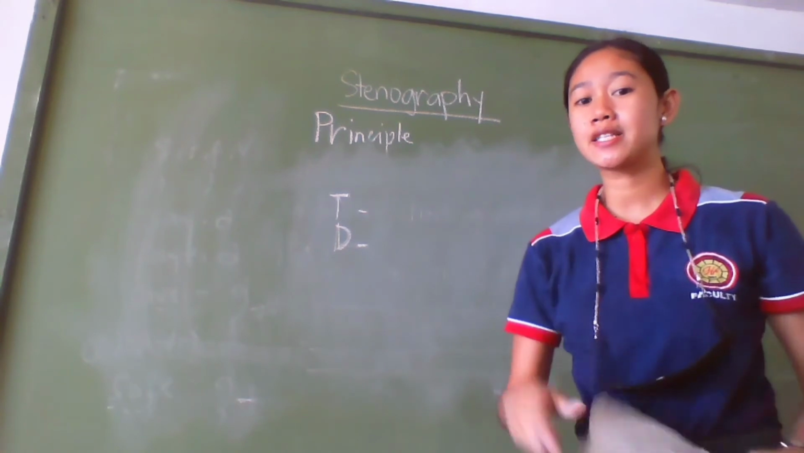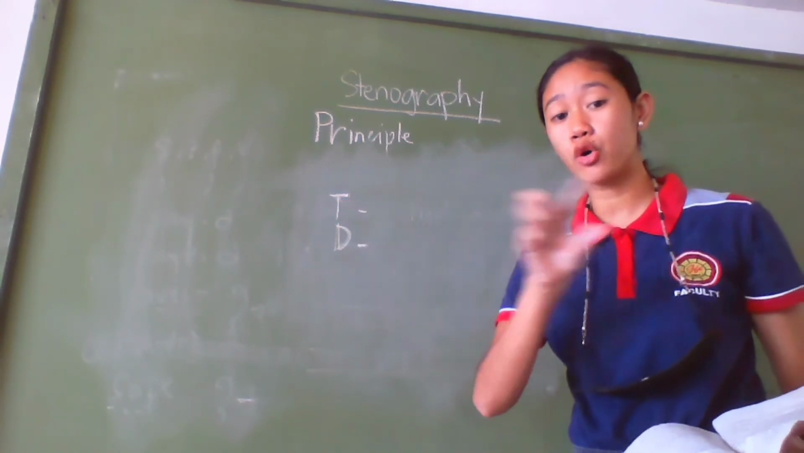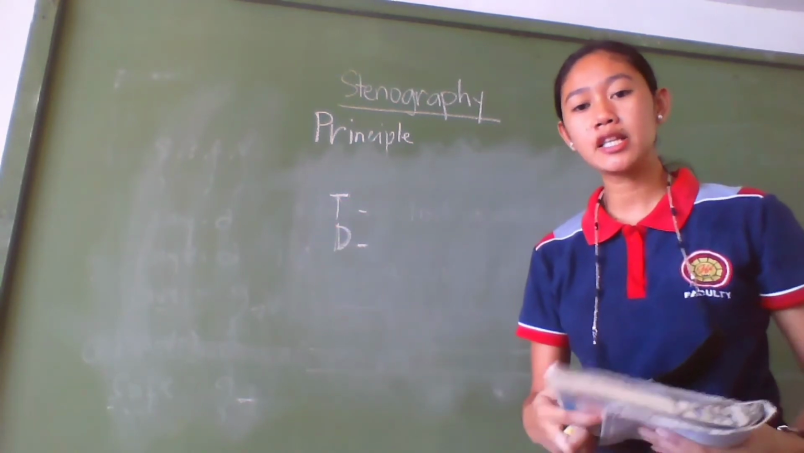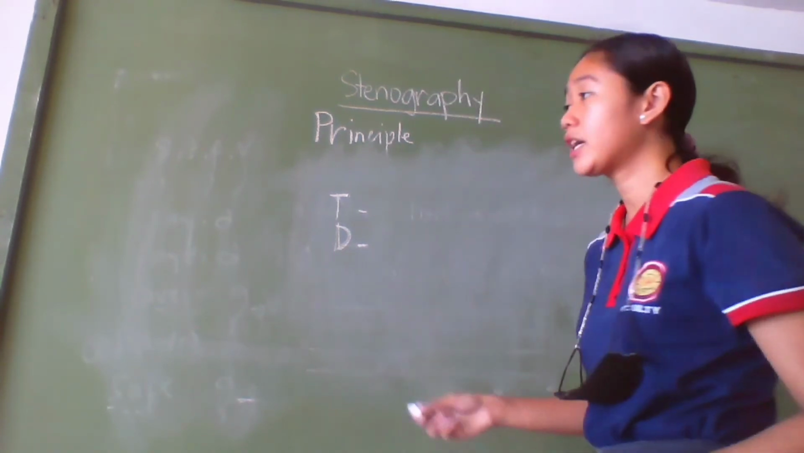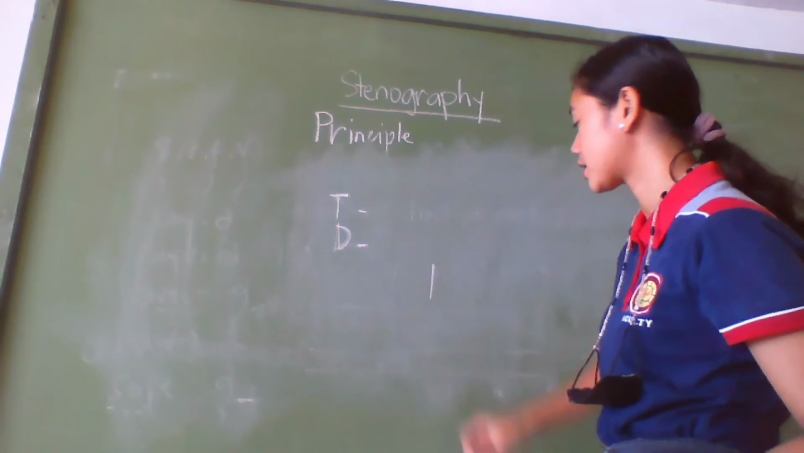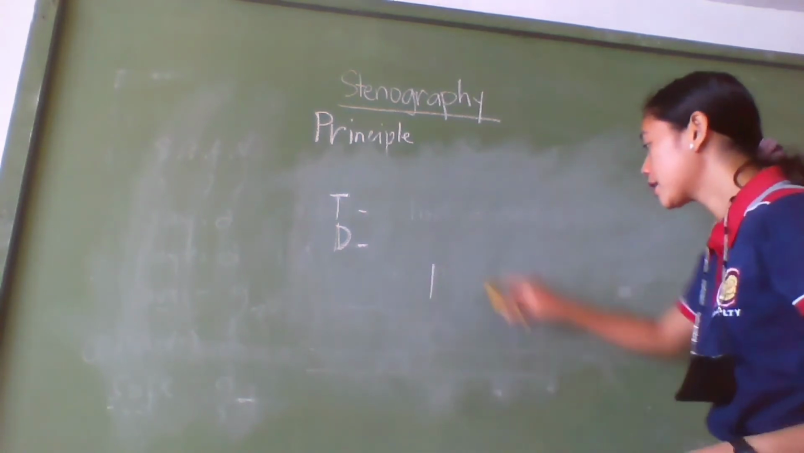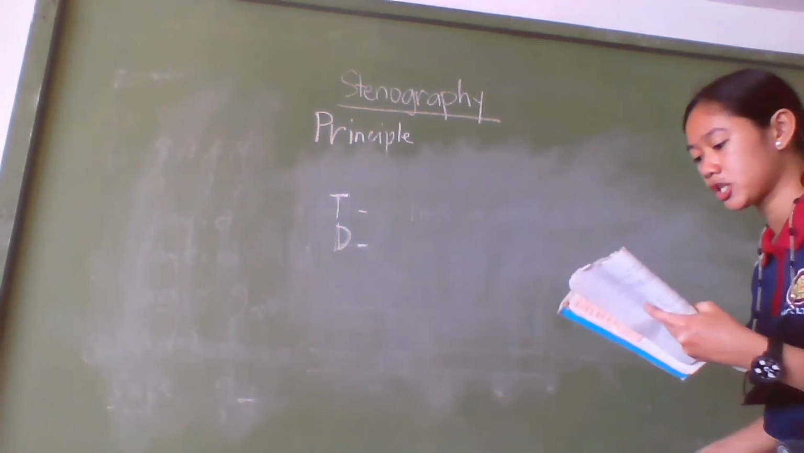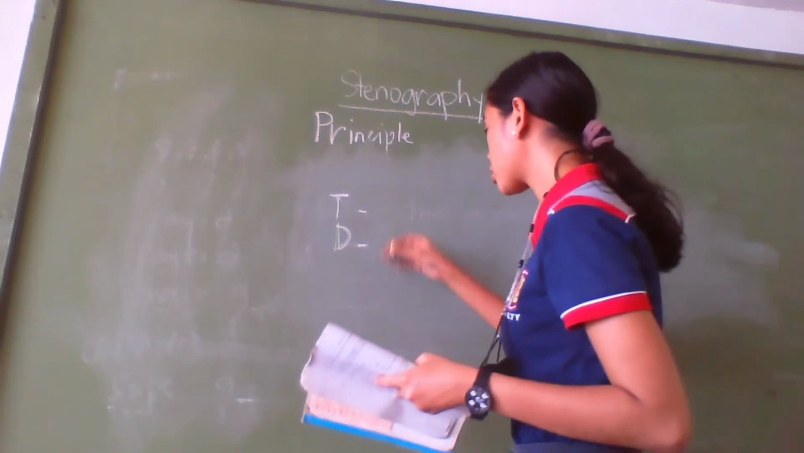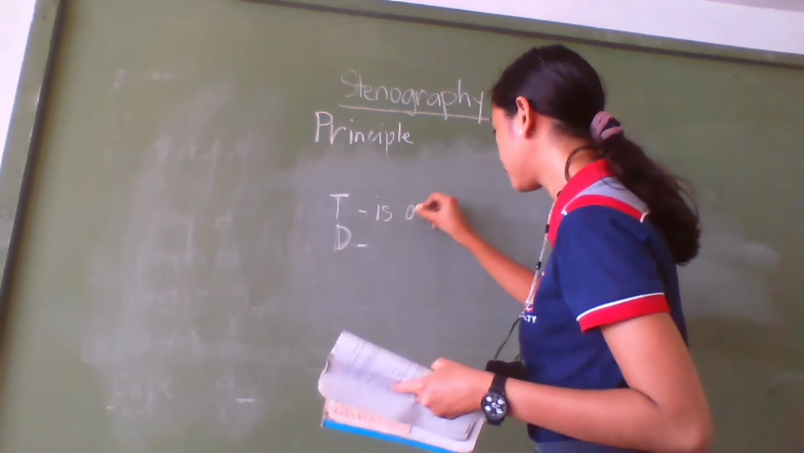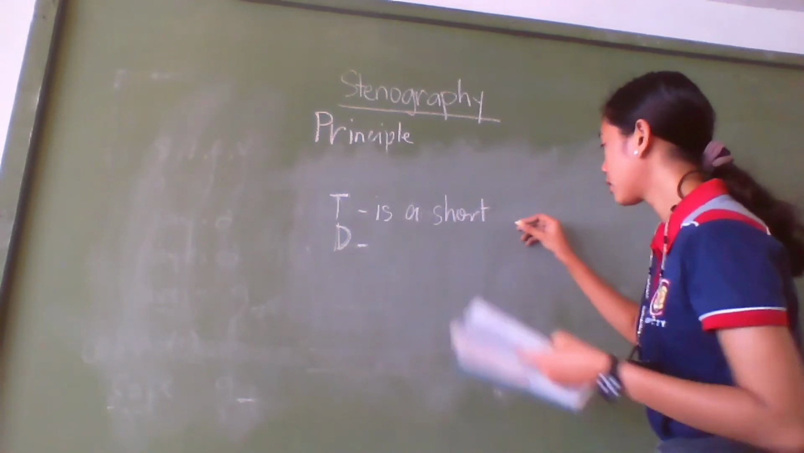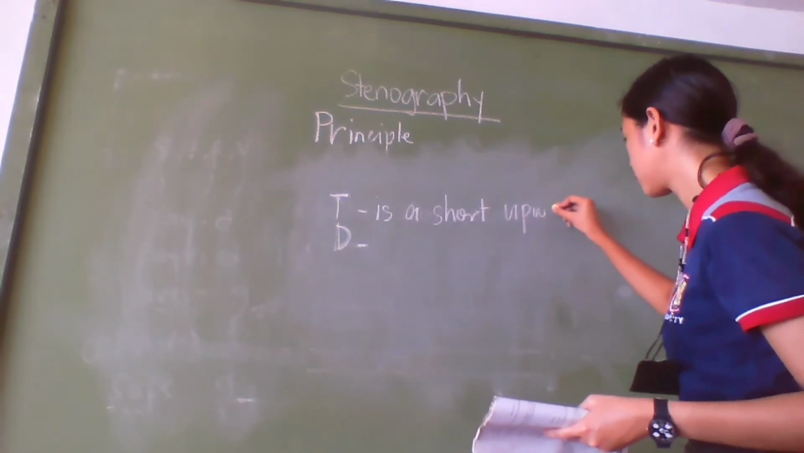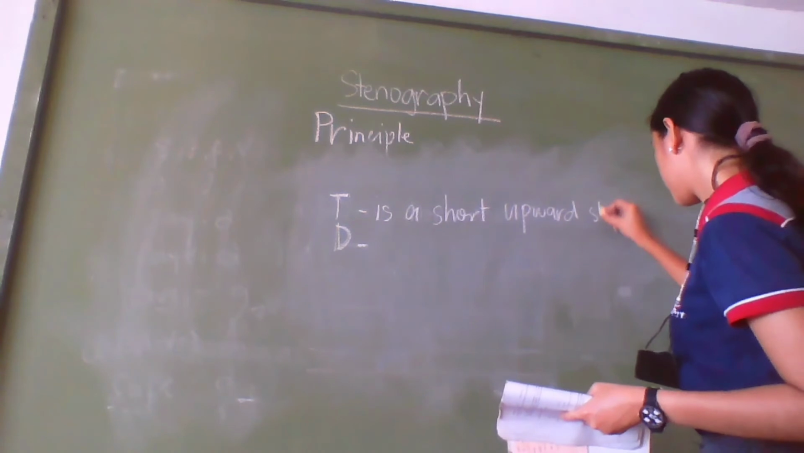If N is a short straight line, a forward straight line, T is a short upward straight line. Not purely upward, straight. It should be slanted. T is a short upward straight line.